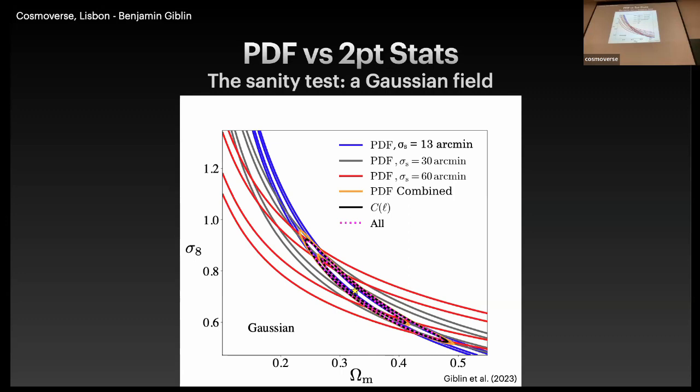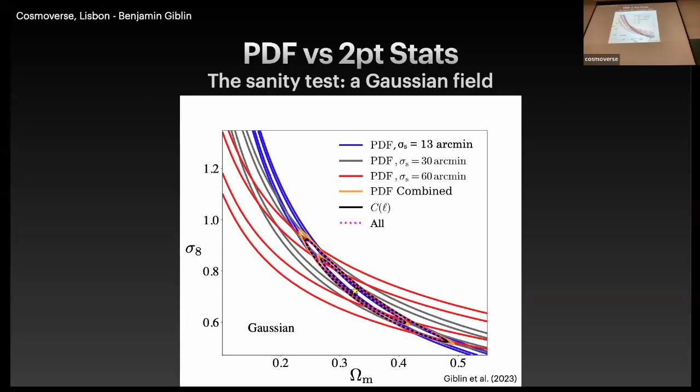You can compare that orange contour to the black contour, which is the lensing power spectrum. That's just the Fourier transform of the shear correlation function. So it's a statistic that's typically used in these types of analyses. And because this is a Gaussian field and this is a 2-point statistic, this black contour is the optimal result. So we shouldn't outperform that contour. And indeed, you do see that the black contour is a little bit smaller than the PDFs. And when you do the combination of all these statistics together, which gives you this dashed pink contour, it's exactly the same as the power spectrum.